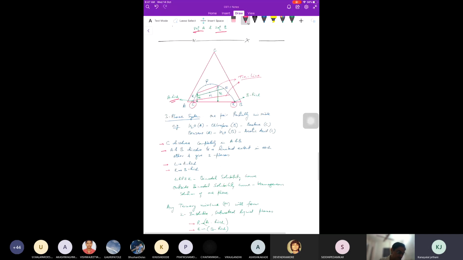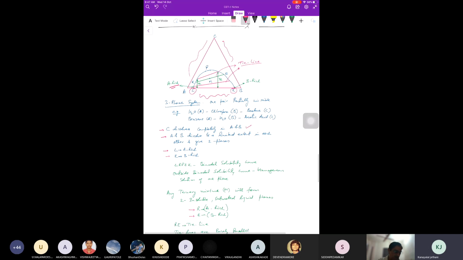Okay, C dissolves A and B completely. So A and C are completely miscible. B and C are completely miscible. It's only A and B which are immiscible. Out of the 3 components, A and B do not mix together. A and C mix together completely. B and C mix together completely.